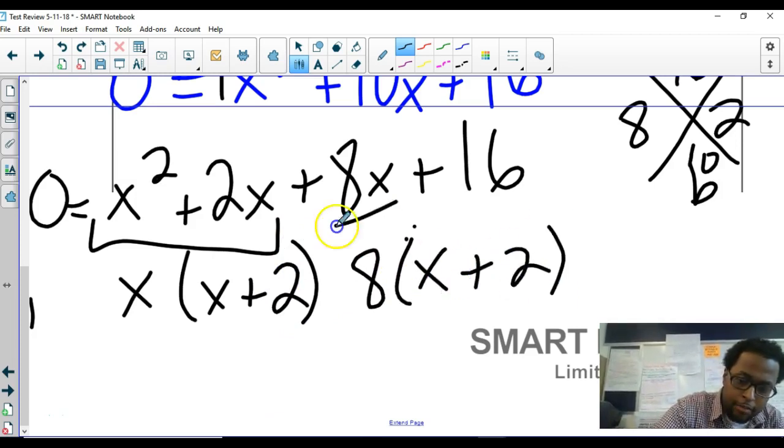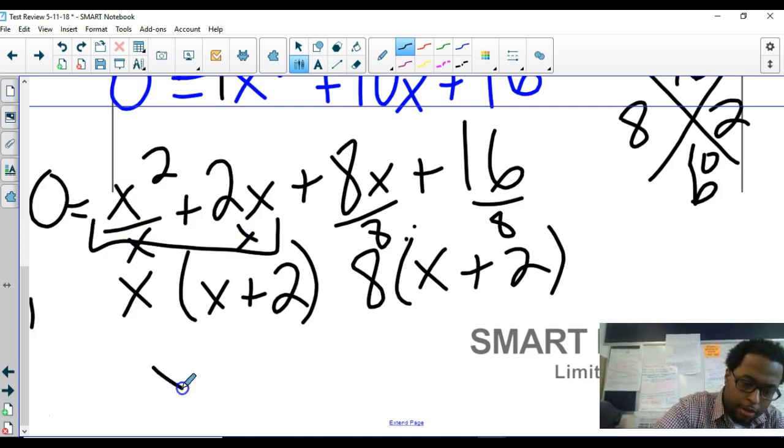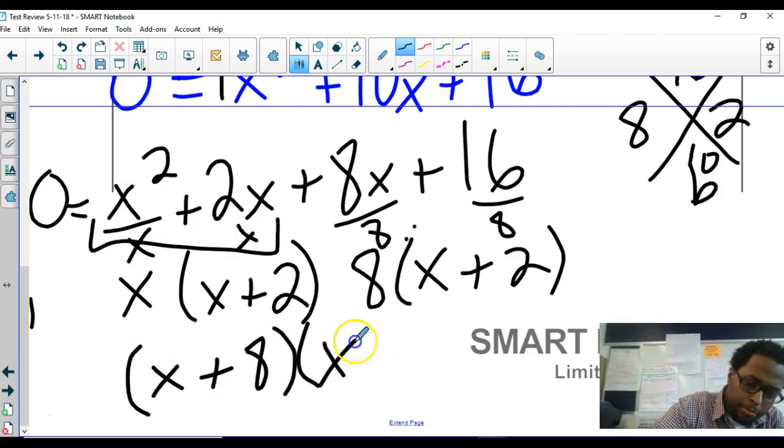And again, how did I get that? I divided this by 2 and 2. I divided this by x and x. I have my two equations. I'm going to have x plus 8, and I'm going to have x plus 2, and I know they all equal 0.